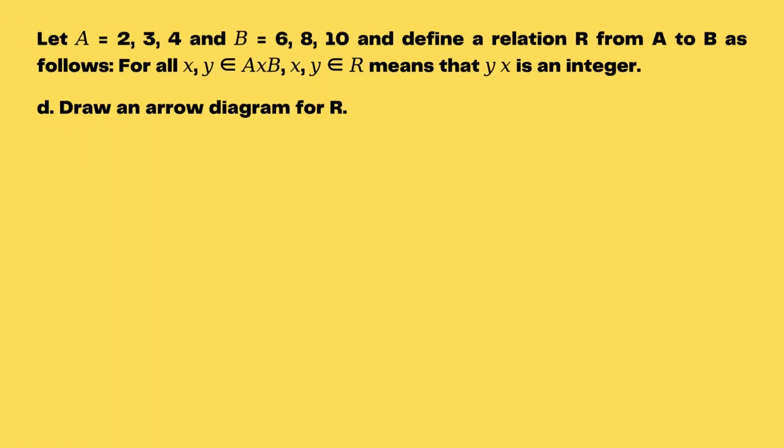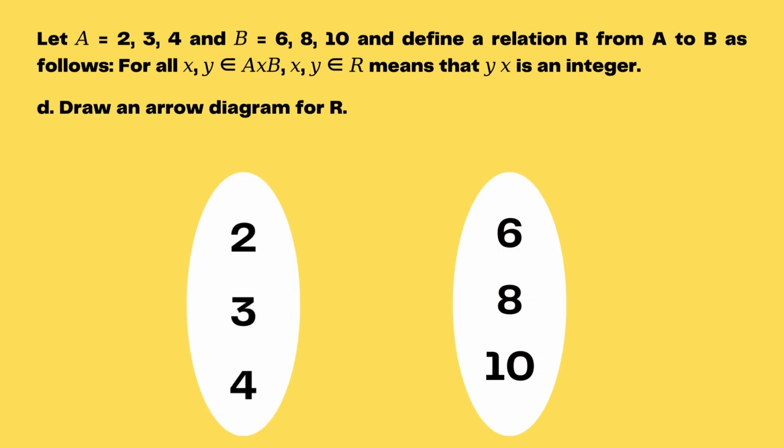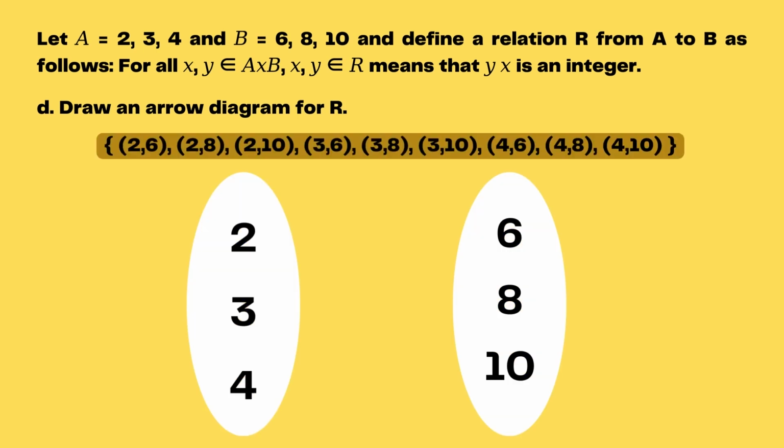And lastly, for letter D, we'll need to draw an arrow diagram for R. First, we lay out our domain and codomain, list down our set of pairs, and put an arrow to it according to the set of ordered pairs that we have arranged.